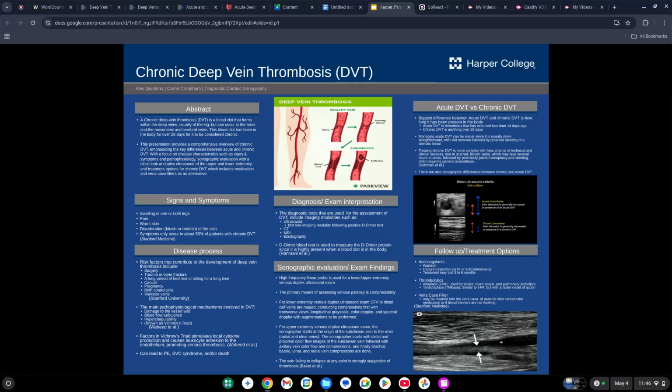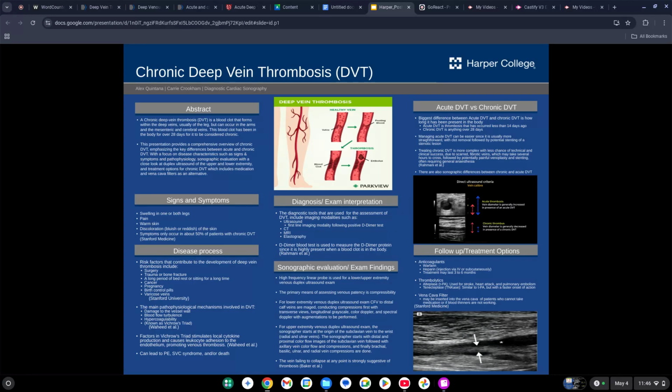Managing acute DVT can be easier since it is more straightforward, with clot removal followed by potential stenting of a stenotic lesion. Chronic is more complex, with less chance of technical and clinical success due to those scarred fibrotic veins, which may take several hours to cross, followed by potentially painful venoplasty and stenting, often requiring general anesthesia.